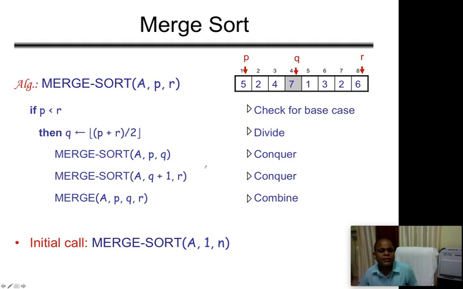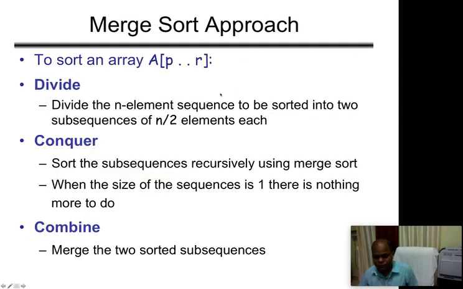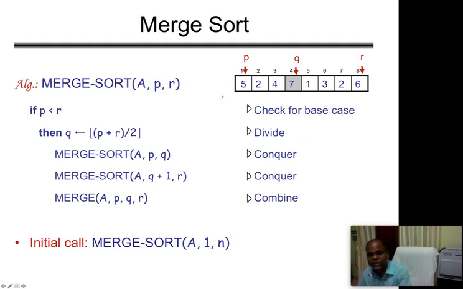Merge sort, what is happening? If P is less than R, that means an array is given whose first index is P and the last index is R. If P is less than R, that means at least two elements are there. Then Q is equal to (P plus R) by 2. That means a middle element we will find, which is (P plus R) by 2. Then we call merge sort A, P, Q and merge sort A, Q plus 1, R.